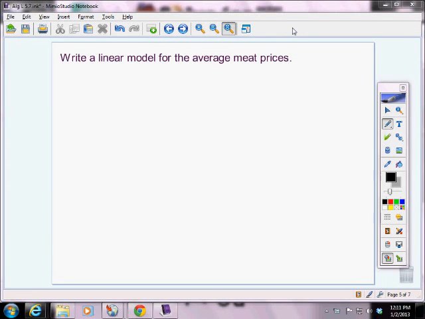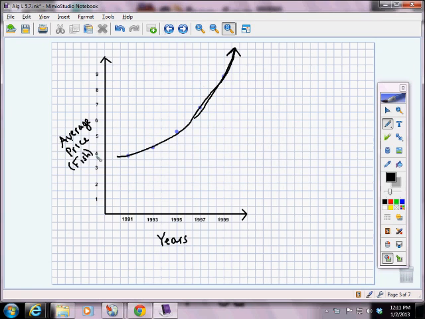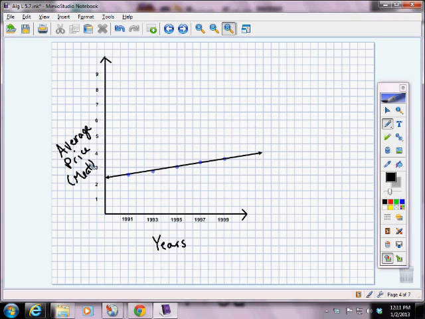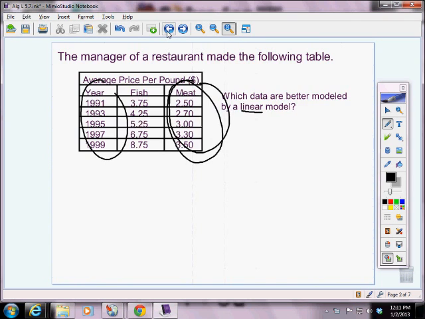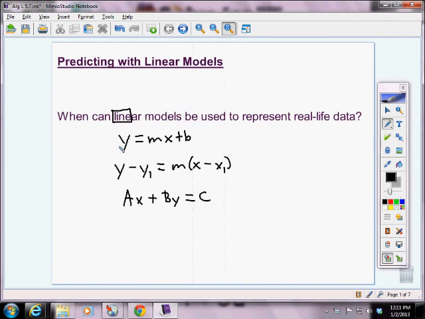In this example, it wants us to write a linear model for the average meat prices. Now remember, we were looking at two models. The average price for a pound of fish, we saw that there was a curve to it, so that's not best represented by a linear model. And then we had our average price for the cost of a pound of meat, and we decided that that was well represented by a linear model, by a line. Now the types of linear models we have are our slope-intercept form, our point-slope form, and our standard form.